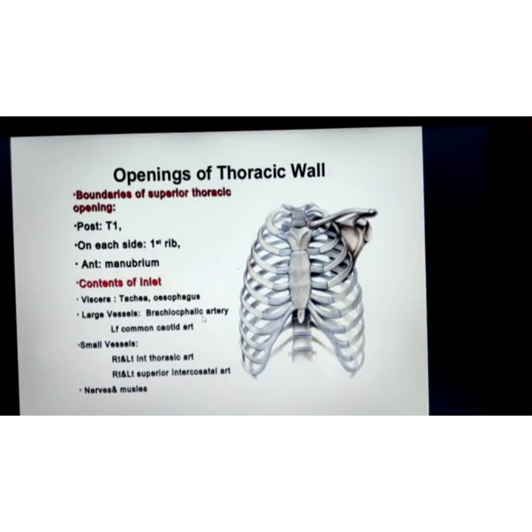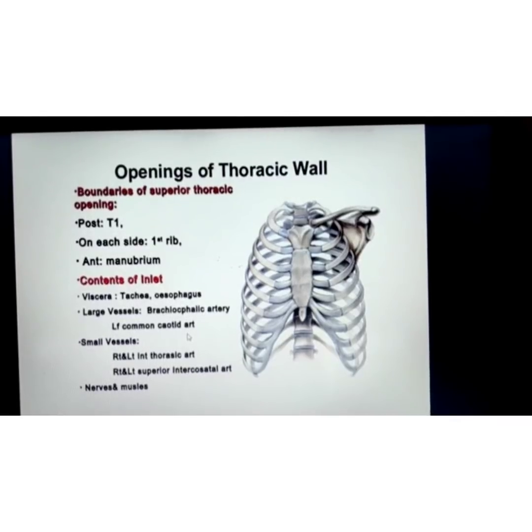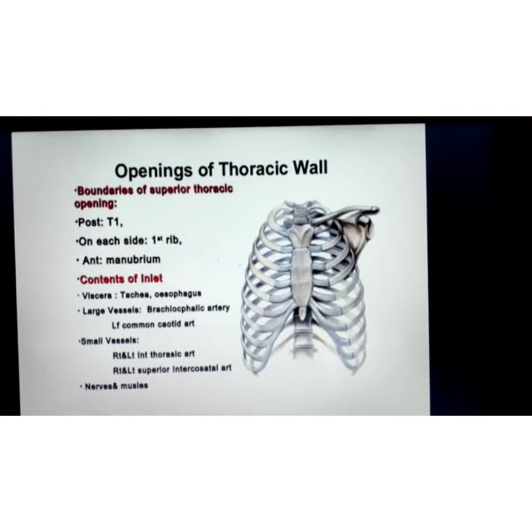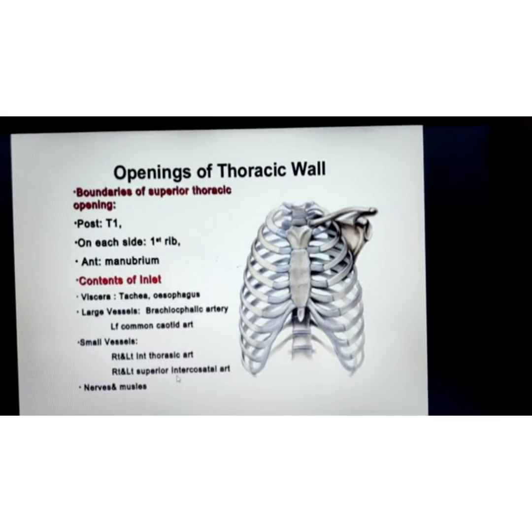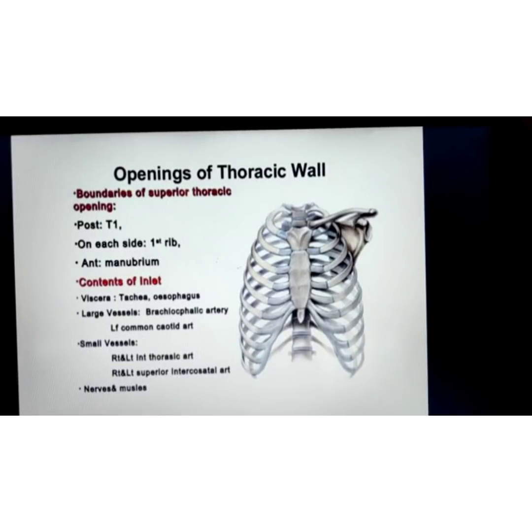Large vessels, mainly the brachiocephalic artery and left common carotid artery. These are the branches from the arch of aorta. Then we have small vessels: the right and left internal thoracic arteries, the right and left superior intercostal arteries, and there are some nerves and muscles located in the superior thoracic aperture.